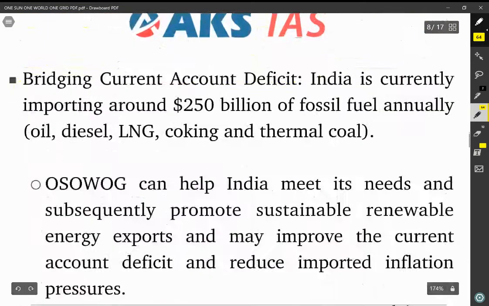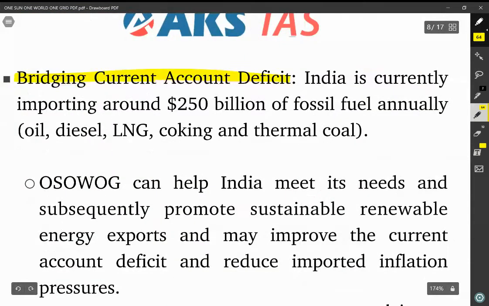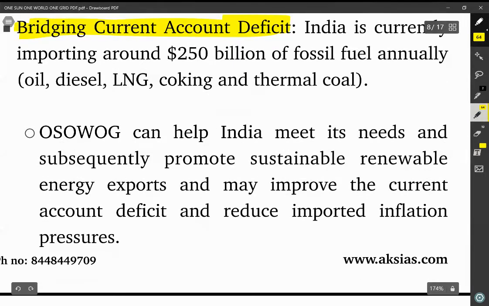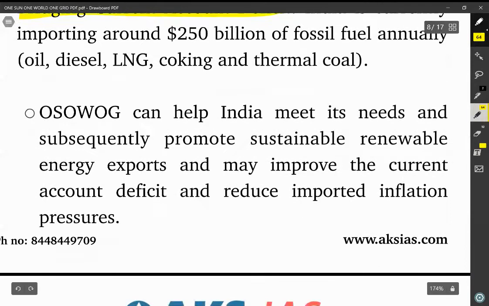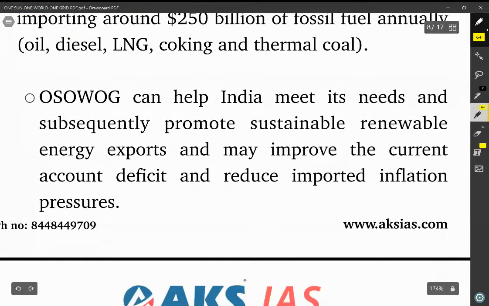Next is the bridging of the current account deficit. The next important prospect for India is the bridging of the current account deficit. India is currently importing about $250 billion of fossil fuel annually, namely oil, diesel, LNG, coke, and thermal coal. However, this OSOWOG can help India meet its energy needs and subsequently promote sustainable renewable energy exports, and may improve the current account deficit and reduce imported inflation pressures on the Indian economy.